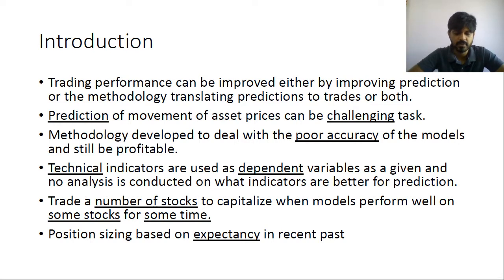So, trading performance in a machine learning setup can be improved in two ways. Either we improve the accuracy of prediction, or we improve the methodology that translates our signals to actual trades. Predicting asset prices in financial markets is a very challenging task because there are a large number of factors involved, and it's quite impossible to include all these factors in a modeling setup. So in this project, we focus more on the second part, where we use our model with poor accuracy and still try to be profitable.